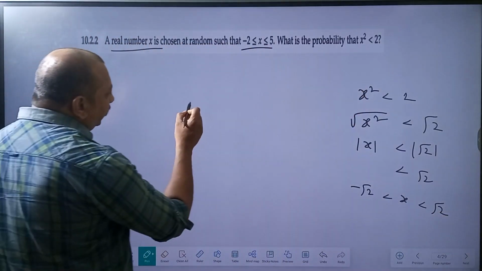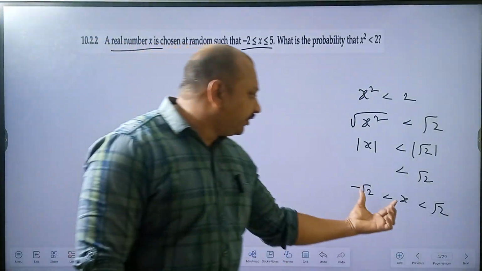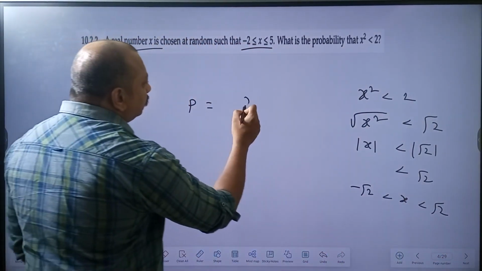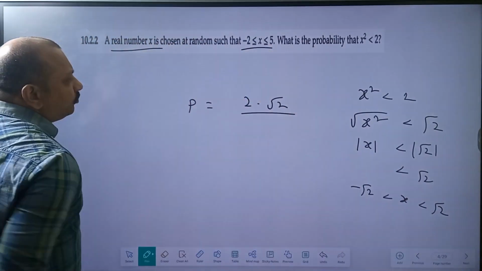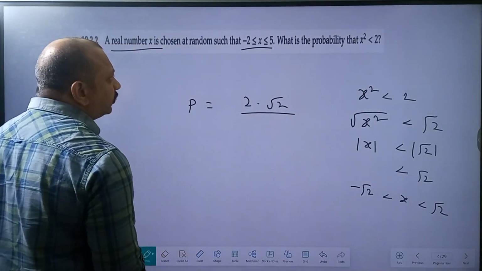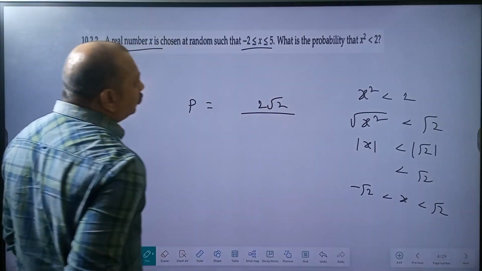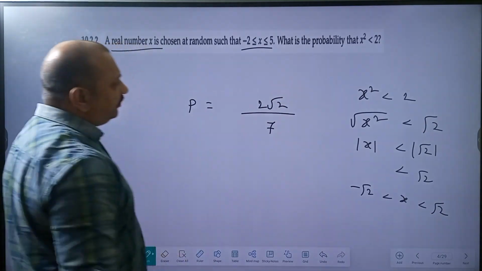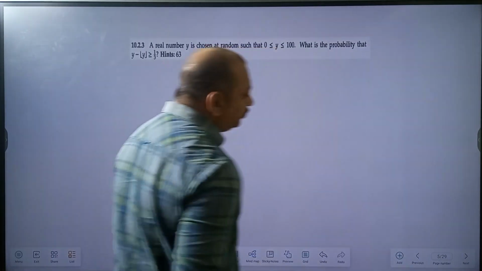Now the required probability is equal to successful region divided by total region. Successful region is from -root 2 to root 2, which is 2 root 2, divided by the length from -2 to 5, which is 7. So the required probability is 2 root 2 divided by 7. This is the probability, nothing more.